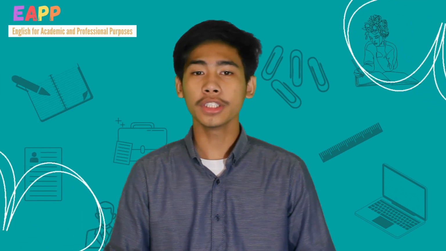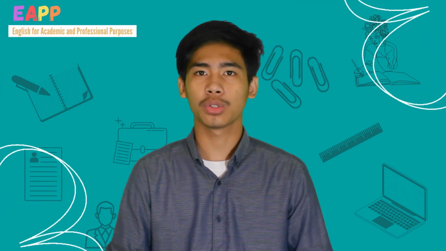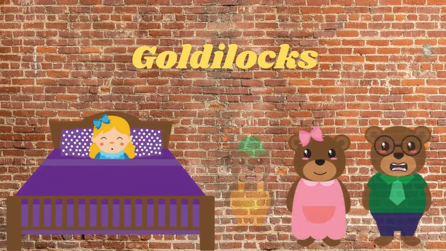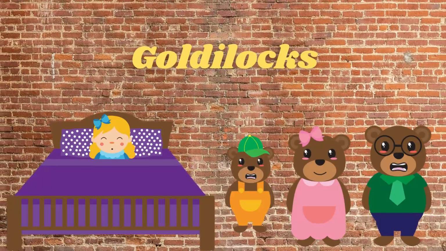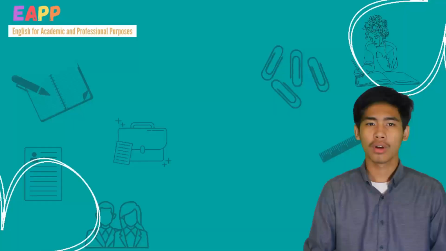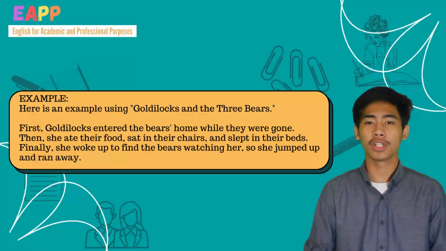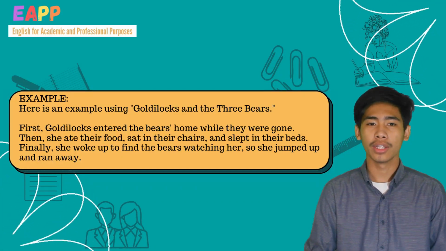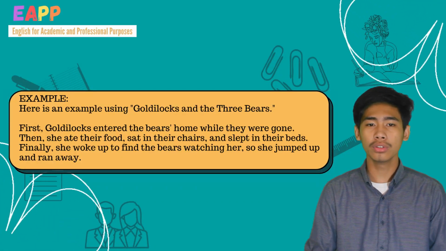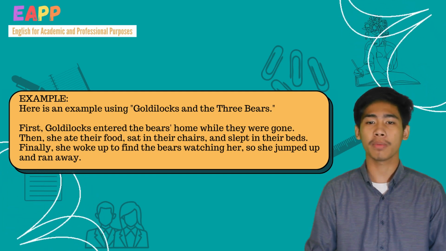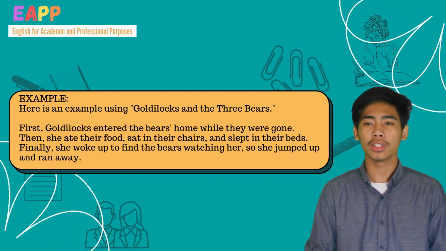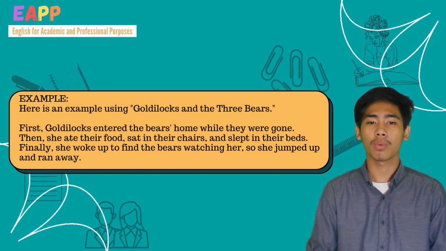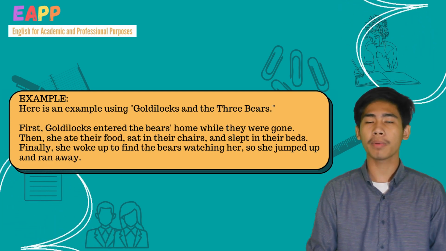Here's an example using Goldilocks and the Three Bears. First, Goldilocks entered the bears' home while they were gone. Then, she ate their food, sat in their chairs, and slept in their beds. Finally, she woke up to find the bears watching her. So she jumped and ran away.